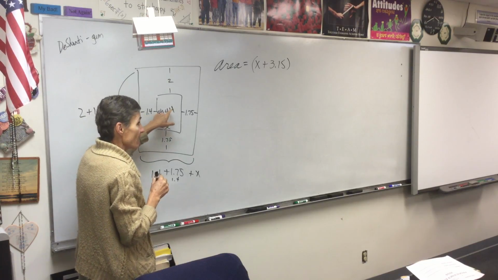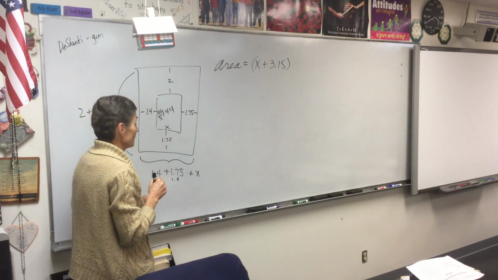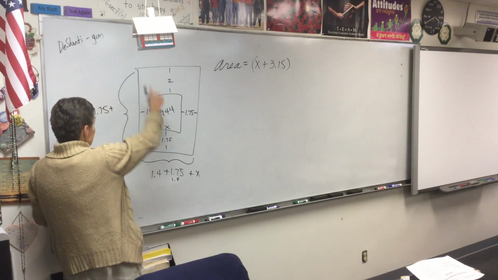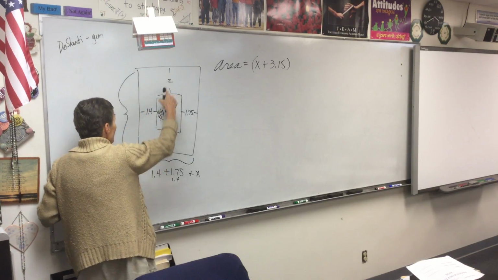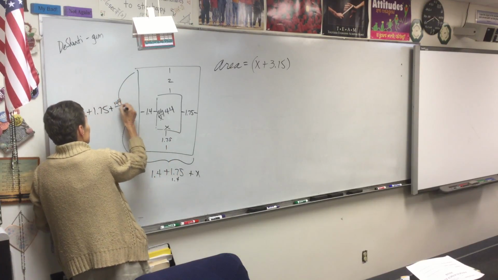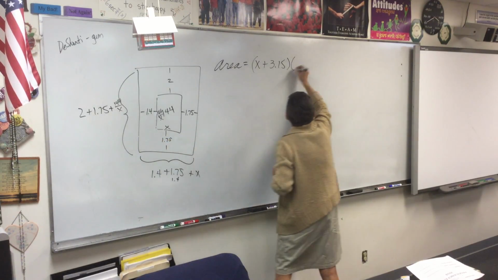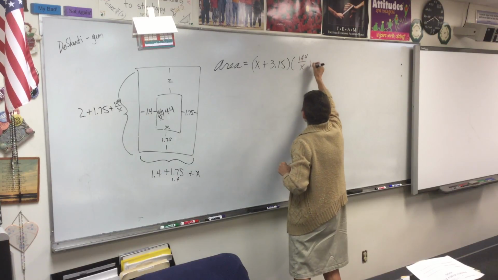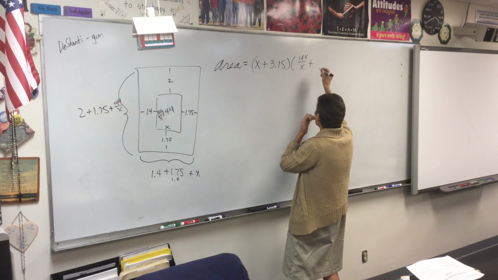The length is the area divided by the width. You can think of it like that too. So this dimension is 2, 144 over X, and 1.75. So it's 144 over X plus 3.75.